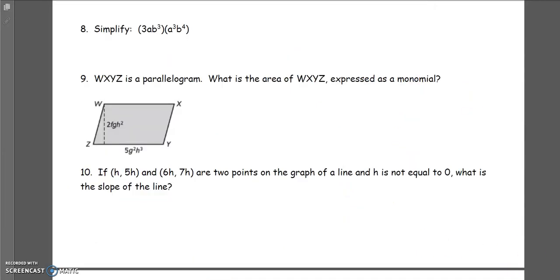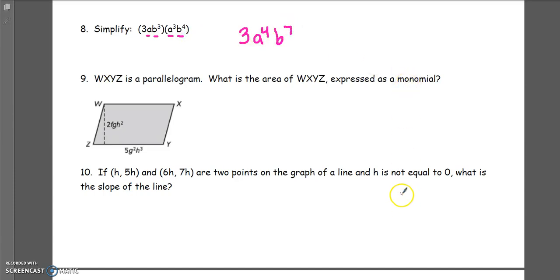Okay, number 8 just says to simplify. It is just a multiplication problem. Because it's multiplying, remember we multiply coefficients, add exponents. So I have 3 and I don't have another coefficient, so I'm just going to have my 3. And then I have a times a to the 3rd. That means we're going to have a to the 4th. And b to the 3rd times b to the 4th is going to be b to the 7th.